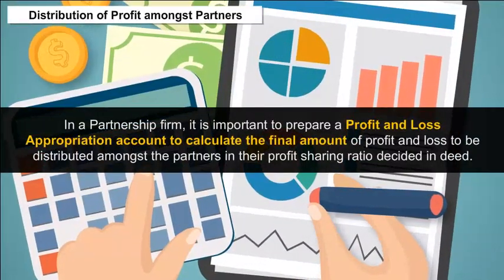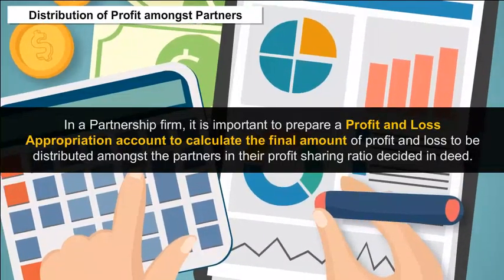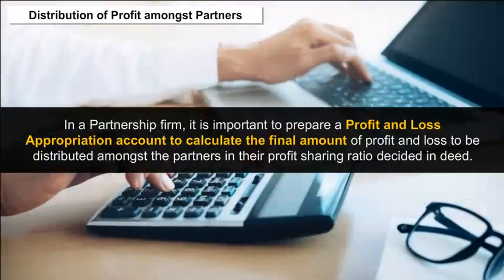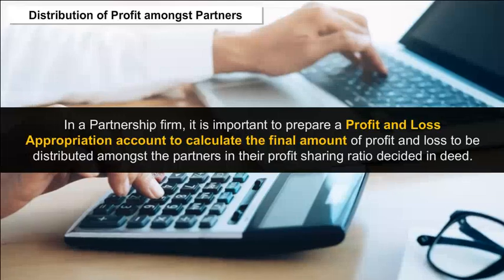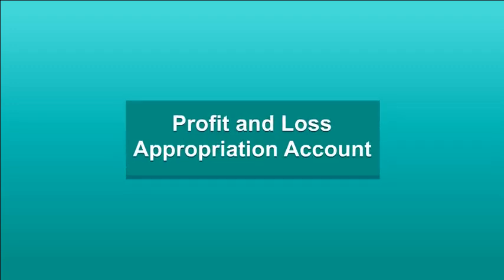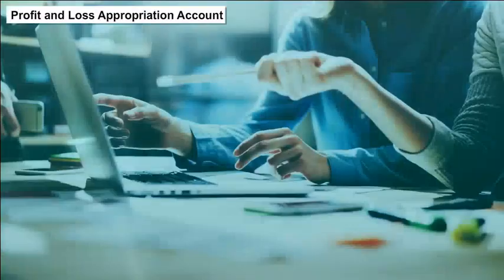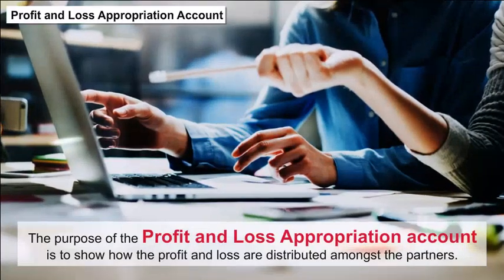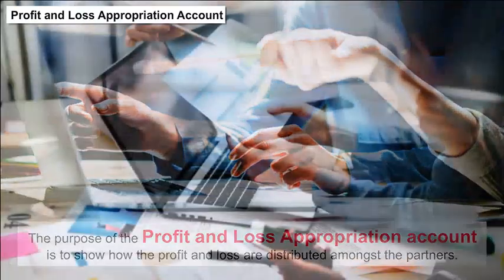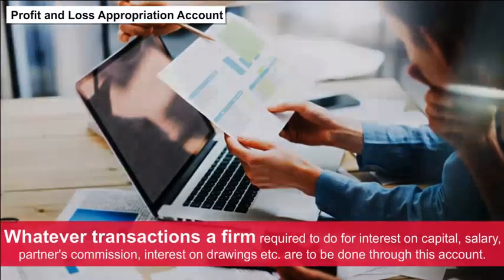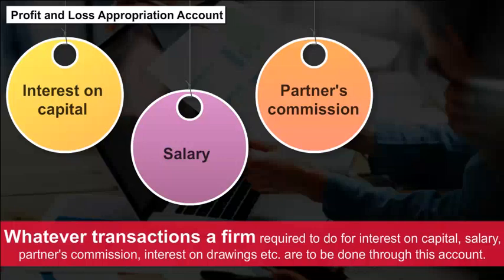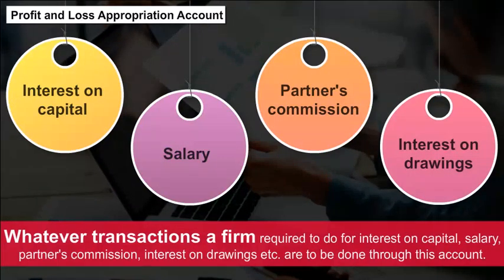In a partnership firm, it is important to prepare a profit and loss appropriation account to calculate the final amount of profit and loss to be distributed amongst the partners in their profit-sharing ratio decided in the deed. Profit and loss appropriation account. The purpose of the profit and loss appropriation account is to show how the profit and loss are distributed amongst the partners. Whatever transactions a firm is required to do for interest on capital, salary, partners' commissions, interest on drawings, etc., are to be done through this account.